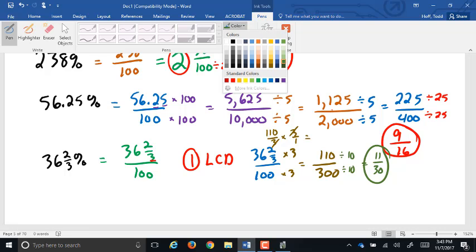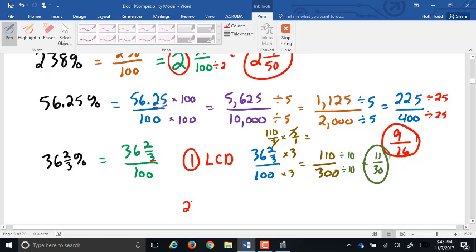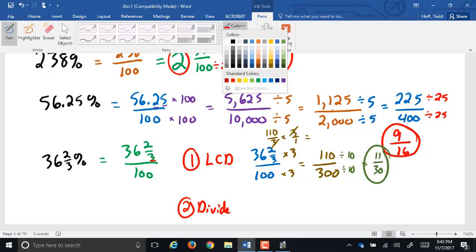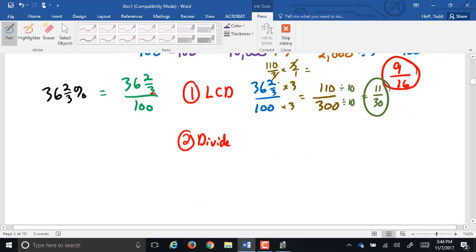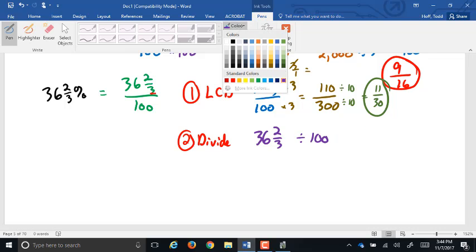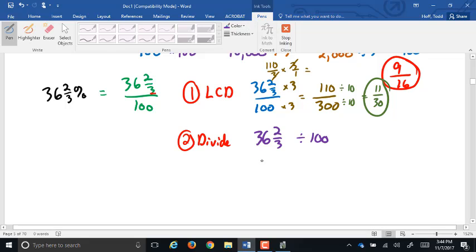That was option 1. Option 2 would be to just flat out divide them. But the key is we have to divide them as fractions. So 36 2/3 over 100 becomes 36 2/3 divided by 100. We have to change them into improper. The 100 is just going to be 100 over 1.